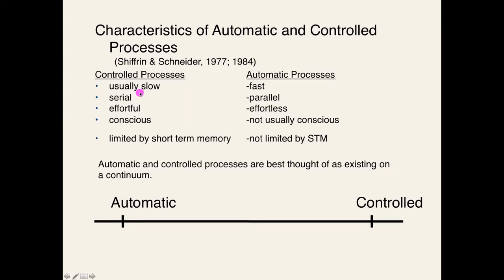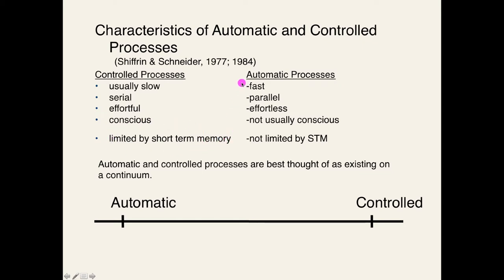And here we can see examples of controlled processing versus automatic processing. So controlled processes are usually slow, serial. In other words, they go in sequence, they take effort, and they are consciously done. As a result, they are limited by our short-term memory. There's only so many controlled processes that we can undertake at any given time.